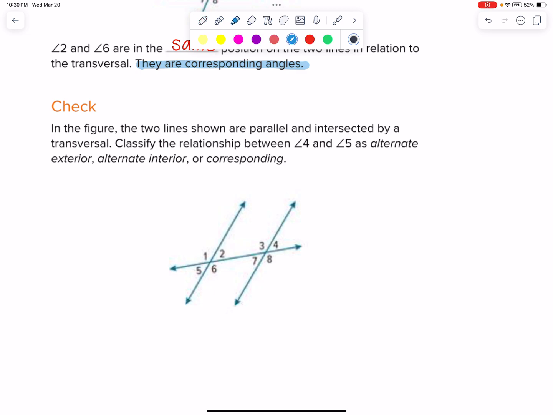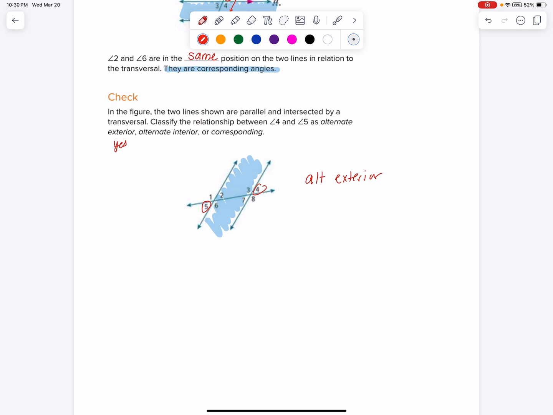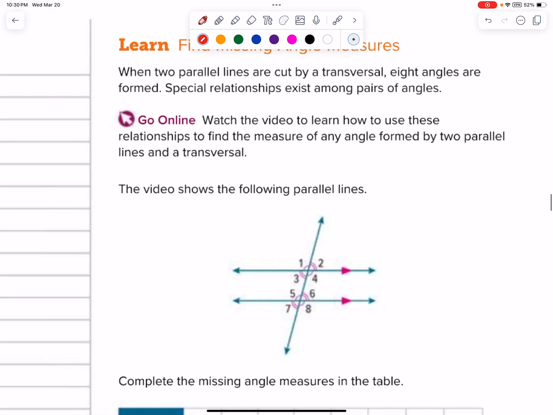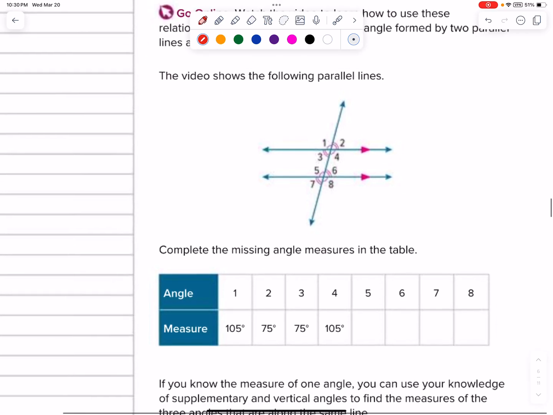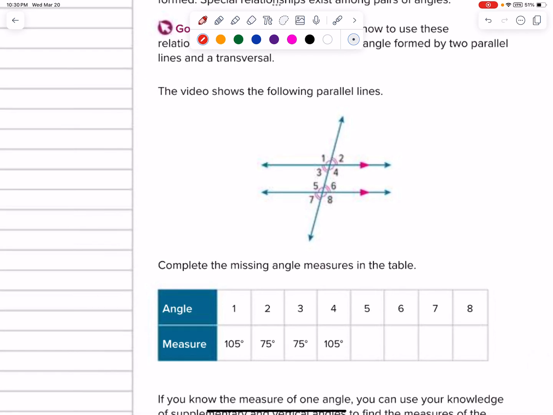Relationship between 4 and 5. Hopefully you have the interior shaded. And then let's go ahead and make 4 and 5 stand out. And let's see what you got. All right. Are they both on the exterior? Yes, they are. And so there we go. We have alternate exterior. Okay, if you got that, great job. If not, go ahead and fix. All right, let's take a look at the learn together. Finding missing angle measures. So this is where we get very, very puzzly. And it's one of my favorite things is to solve these little puzzles and figure things out. So they want us to complete all the missing angle measures in the table.